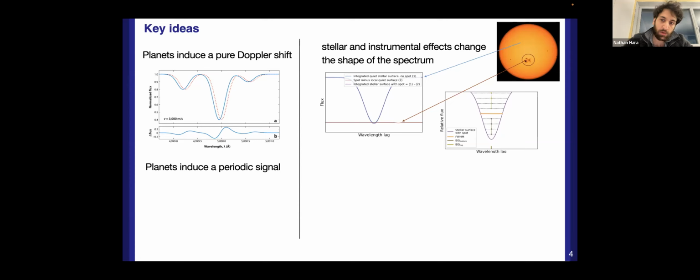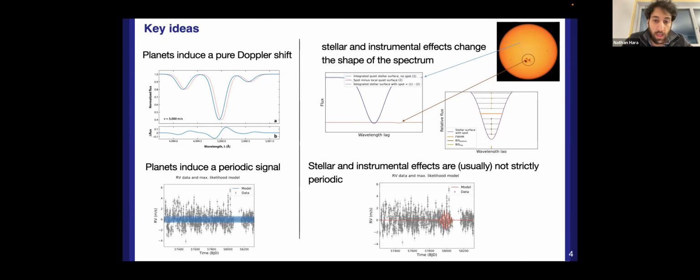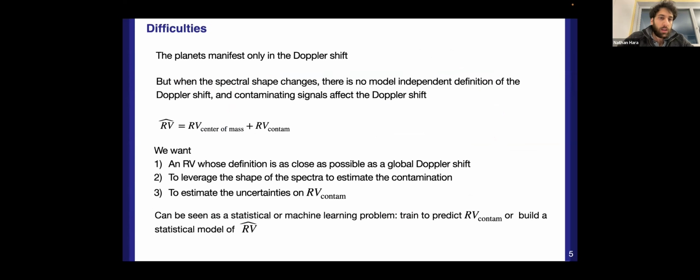The second thing we can leverage is that planets have a periodic signal, except if you have very strong dynamical interactions between the planets. But stellar and instrumental effects are usually not strictly periodic. So the planets are only in the Doppler shift, but within the Doppler shift, or the RV, which you think is your best guess of what the translation of the spectrum is, you also have contaminating signals which come from the star or from the instrument.